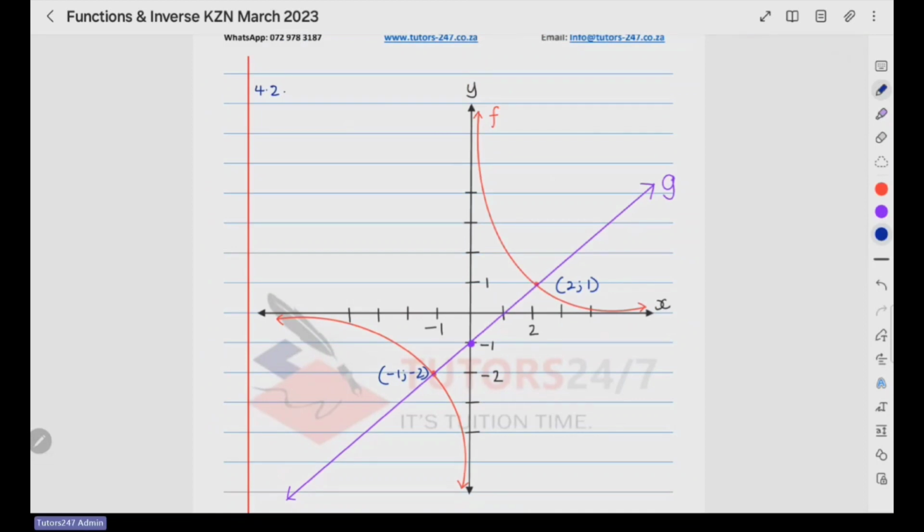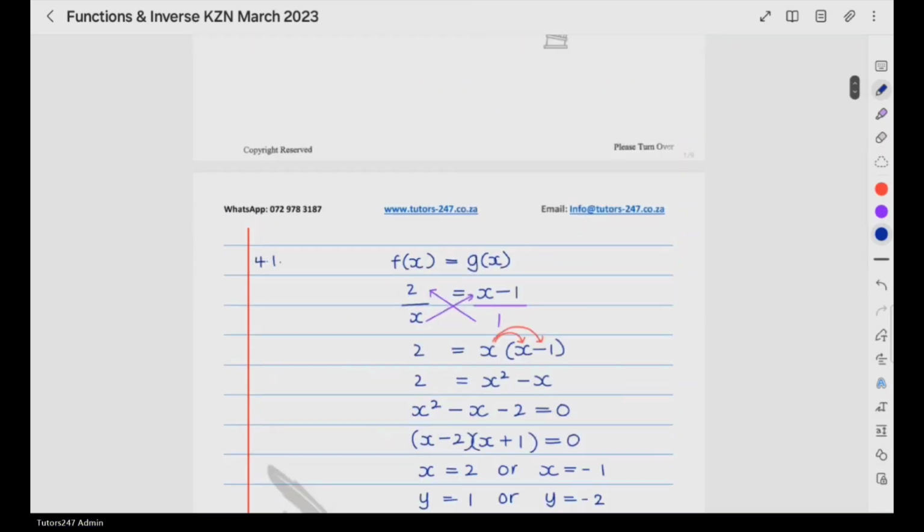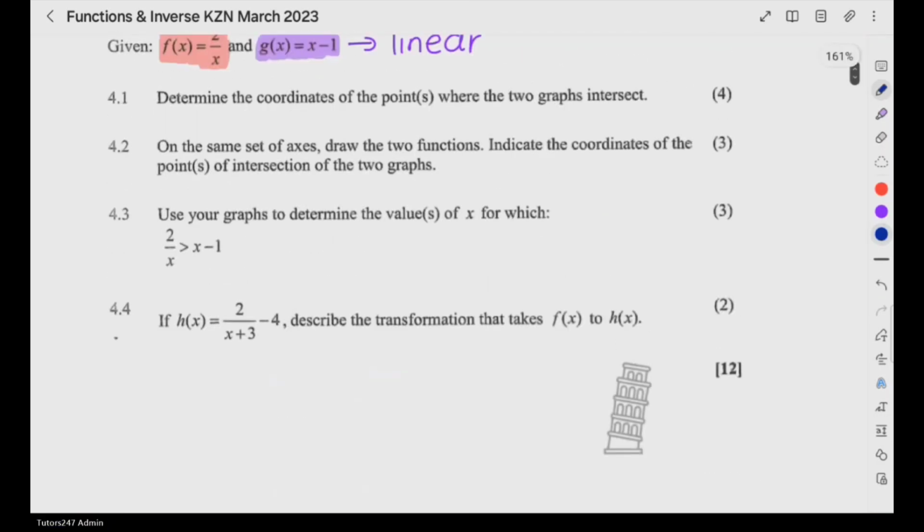Now, let us move on to question 4.3. Question 4.3 states, use your graphs to determine the values of x for which 2 over x will be greater than x minus 1. Now take note, this is the same as stating f(x) greater than g(x), which is the same as saying when is the red graph on top of the purple graph, or when is the red graph above the purple graph on the y-axis.